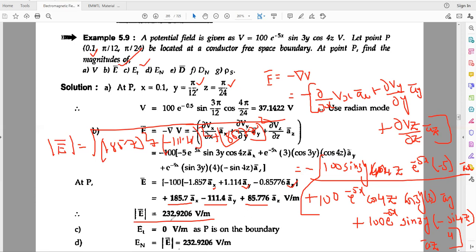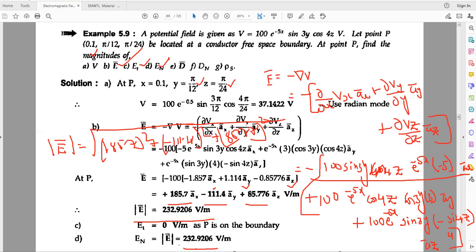The point P is on the boundary, so the tangential component is 0. And the normal component En, its magnitude, is equal to the magnitude of the E bar, 232.9206 volt per meter. Got it, my students?